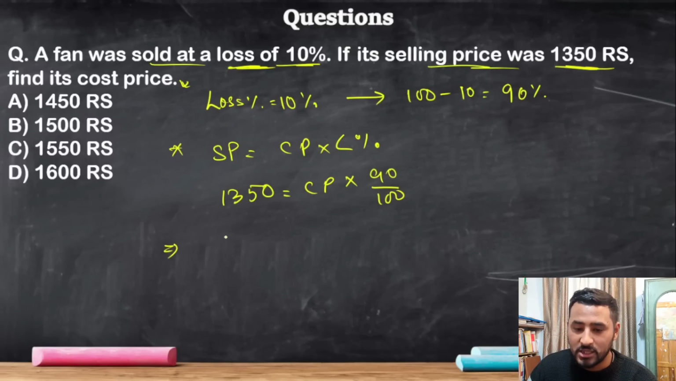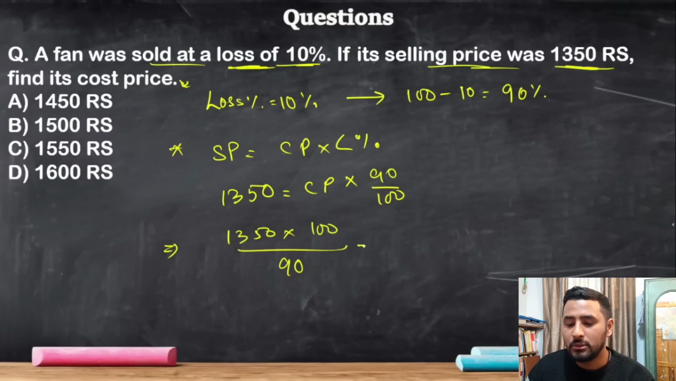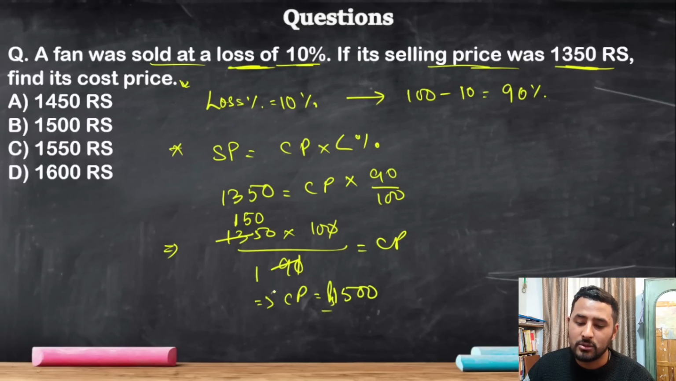Just do the cross multiplication. This 1350 into 100 will come here. Divide by this 90 will come down, equals CP. Now just cancel, 0 gets cancelled. This will be 9 ones are 9, 9 ones are 9. The remaining will be 4, 4, 9, 5 is 45, 0. So our CP will be how much? CP will be 150 into 10, which will be how much? 1500 rupees, 1500.